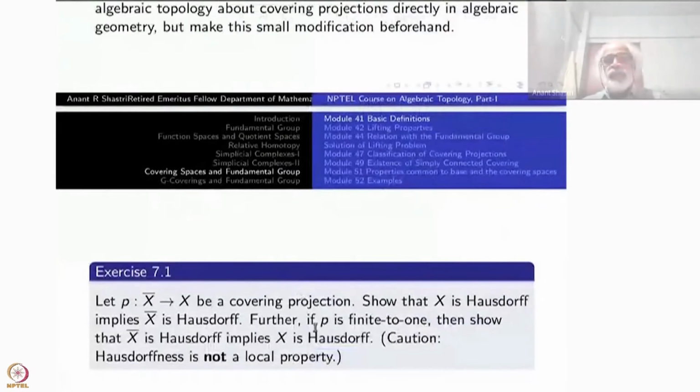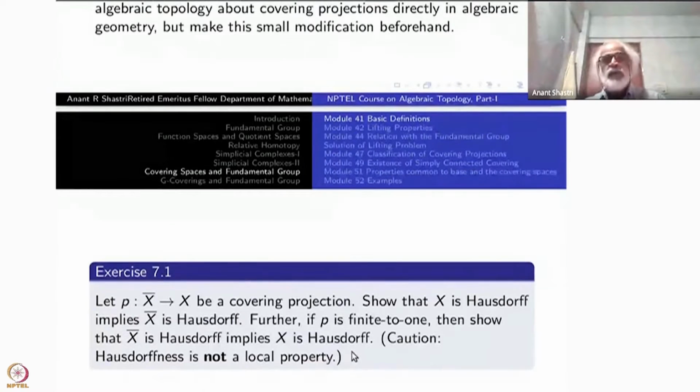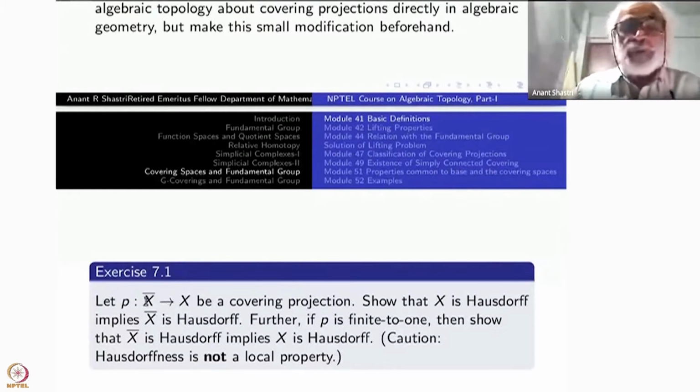Okay, so here are a few exercises which are straightforward. You can try them, but I will not use them till you have mastered them. Take a covering projection: if X is Hausdorff, then X bar will be Hausdorff. It's the other way around here. You know that p from X bar to X is a covering projection, then it is a quotient map. So under quotient maps, if the top space X bar is Hausdorff, it does not imply that X is Hausdorff. That is the case here also.